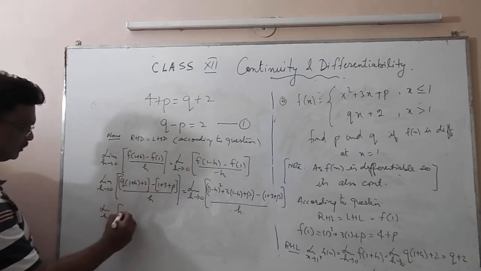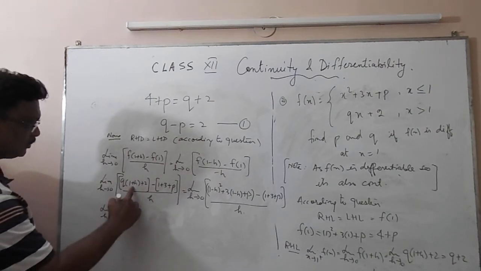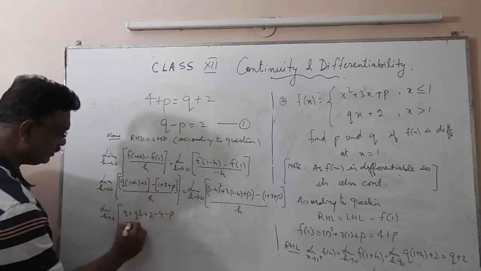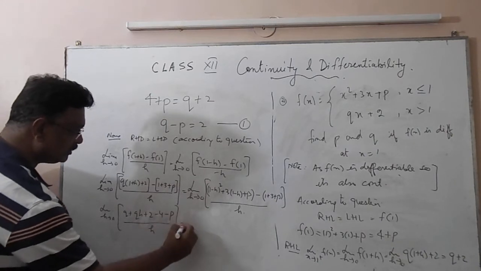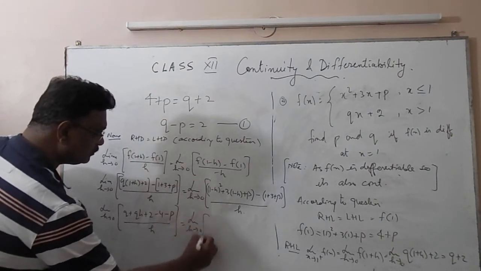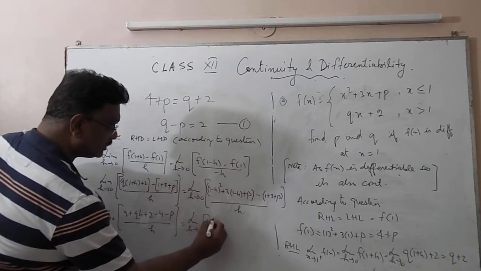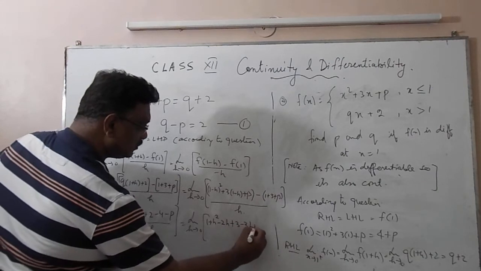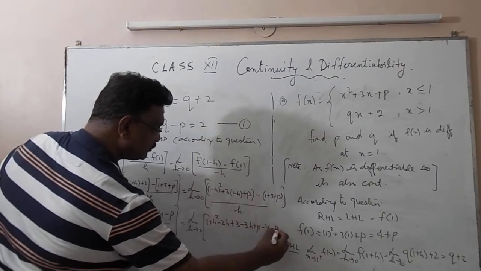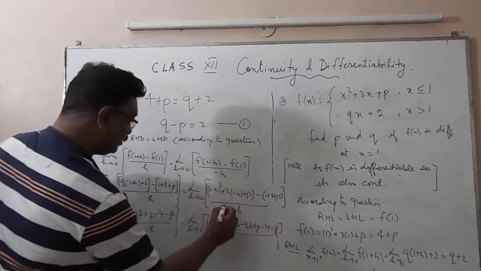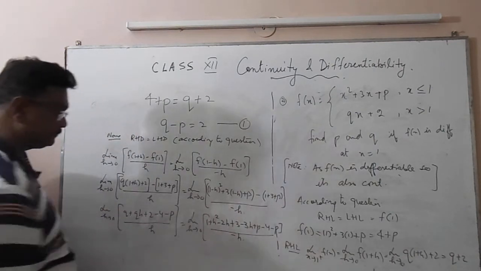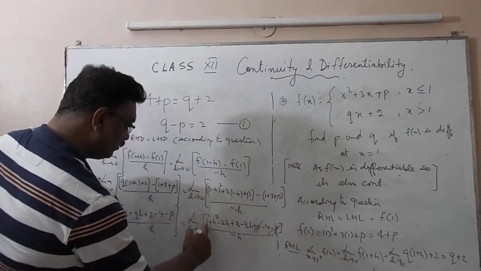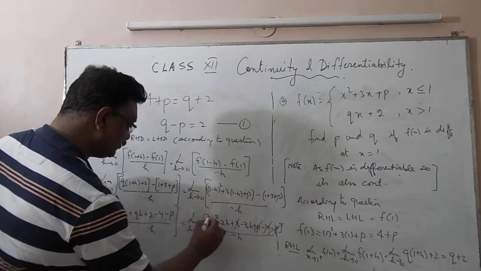This will become q plus qh plus 2 minus 4 minus p upon h is equal to limit h tending to 0. Open the brackets, 1 plus h square minus 2h plus 3 minus 3h plus p minus 4 minus p upon minus h. See if something gets cancelled, p gets cancelled. 1 plus 3 is 4, that gets cancelled with this 4.